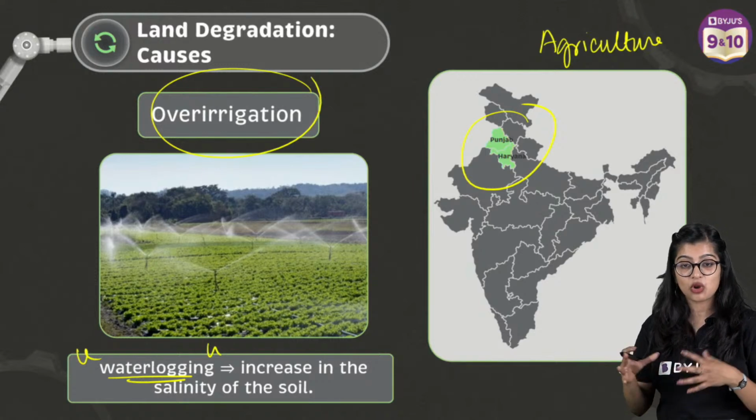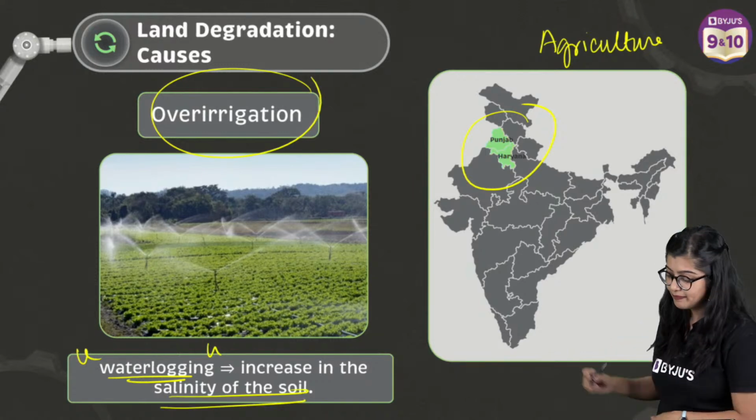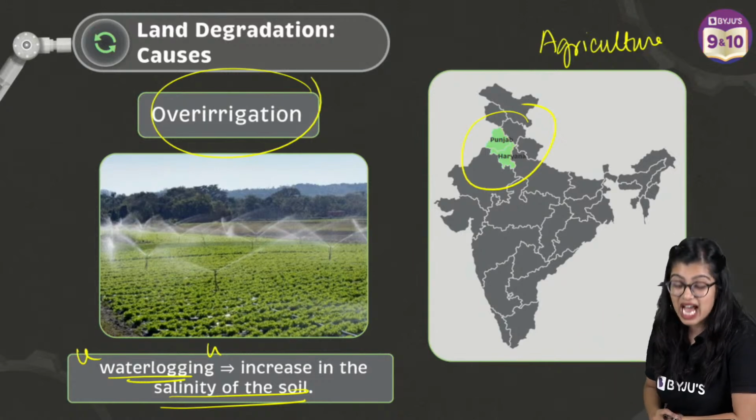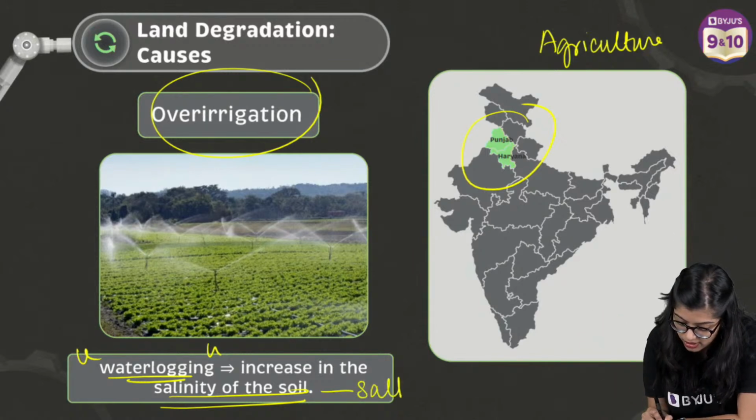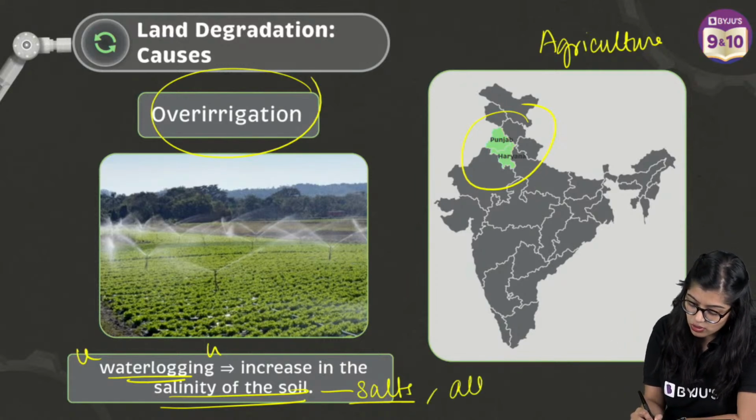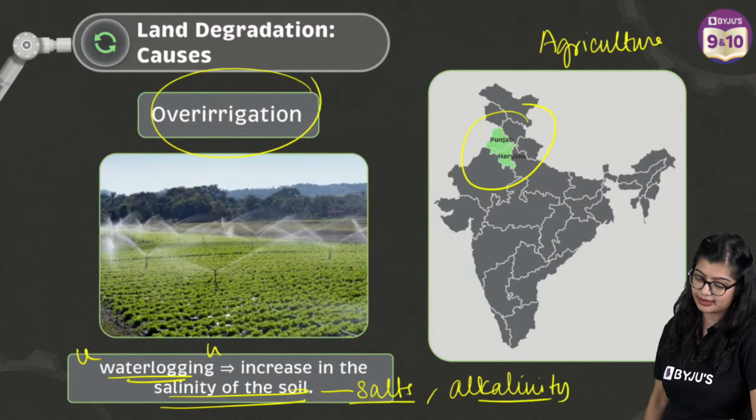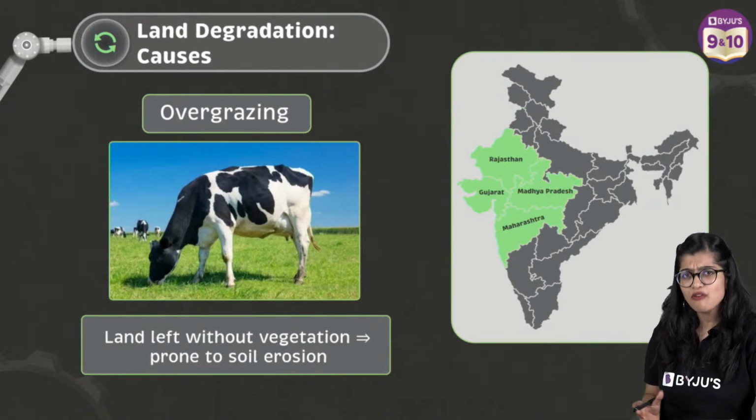Now what will happen if there's a lot of water? This can affect the quality of soil, because now the soil will become saline. Way too many salts will be there in the soil, making it saline, and also the pH will vary and it will become alkaline. So the alkalinity gets affected, right?